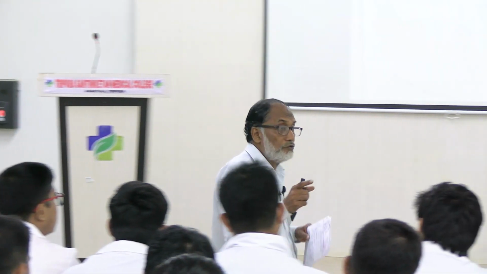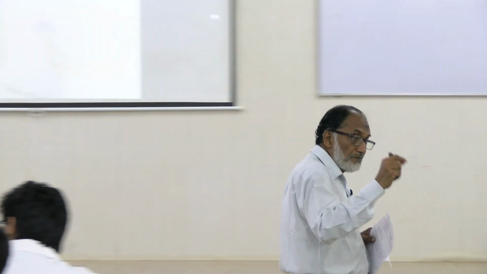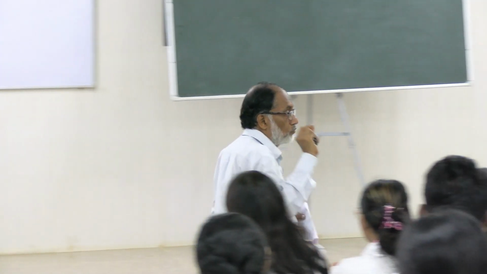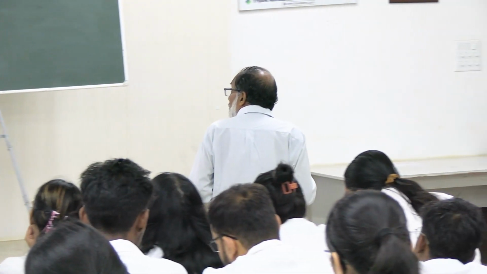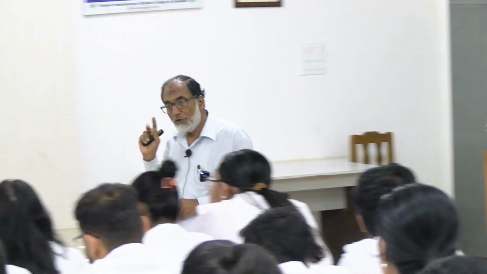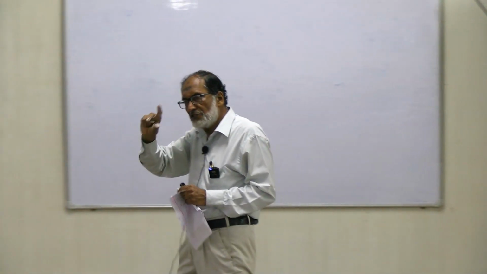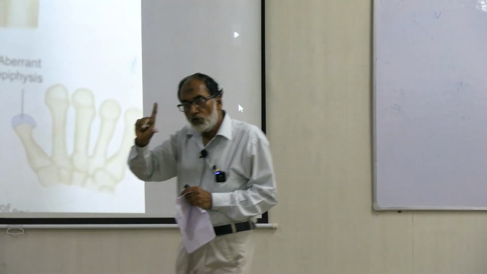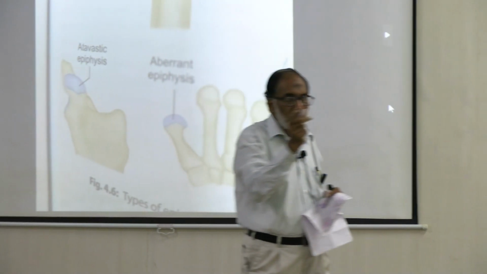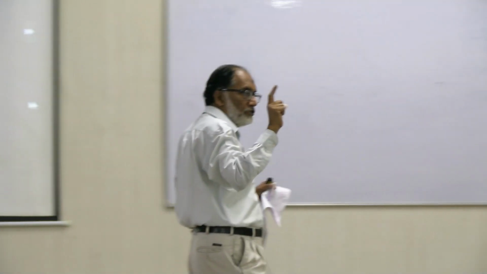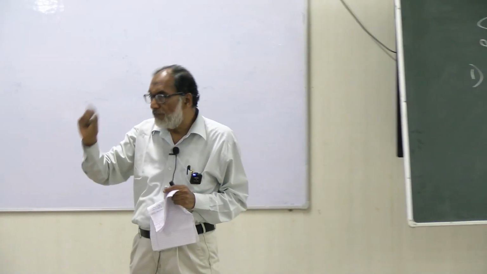Another important bone which generally comes as a short note is the sesamoid bone. I will write it down on the board, as it is important from your examination point of view. The word sesamoid has come from sesame. Sesame means seed. As this bone looks like a seed, it is called the sesamoid bone. Its characteristic is that it develops within the tendon of a muscle.